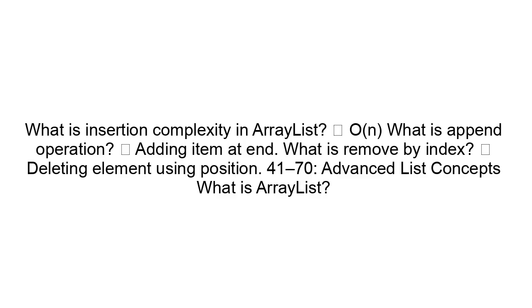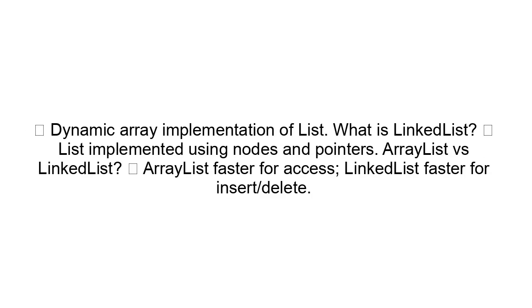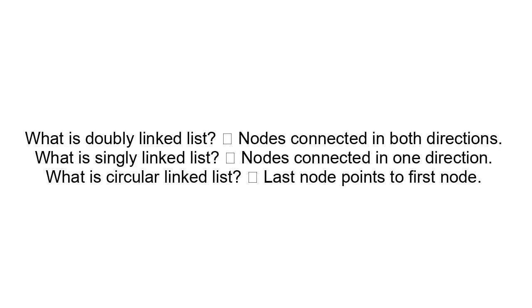41 to 70. Advanced list concepts. What is ArrayList? A dynamic array implementation of list. What is LinkedList? A list implemented using nodes and pointers. ArrayList versus LinkedList: ArrayList is faster for access, LinkedList is faster for insert and delete. What is a doubly linked list? Nodes connected in both directions. What is a singly linked list? Nodes connected in one direction.